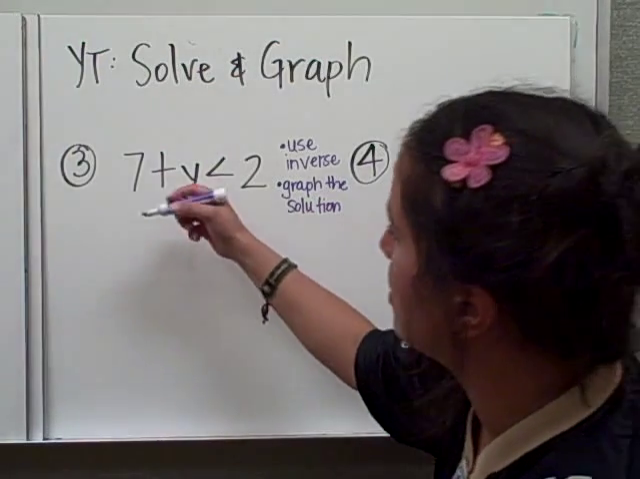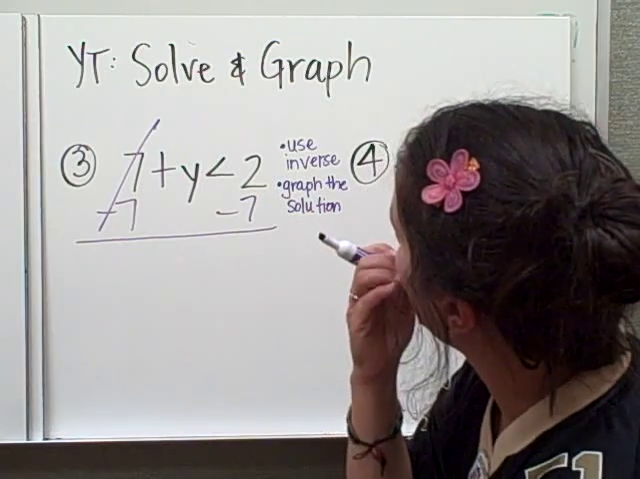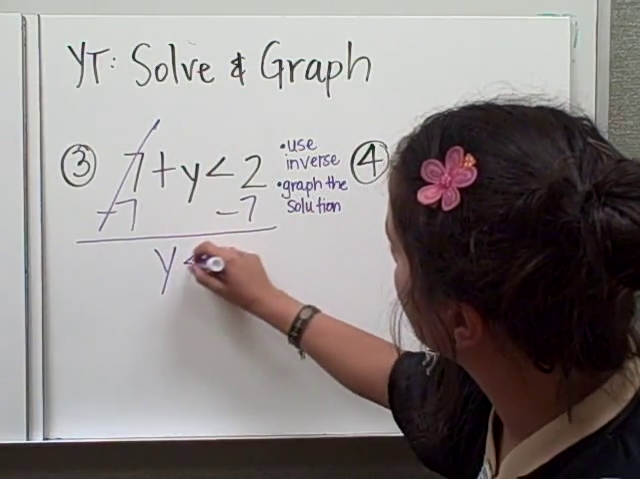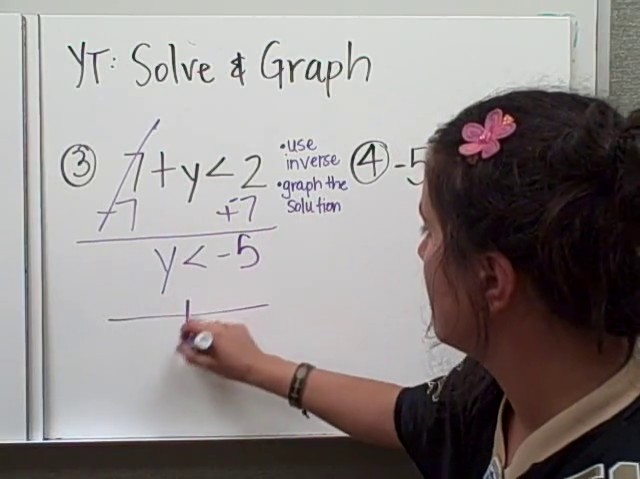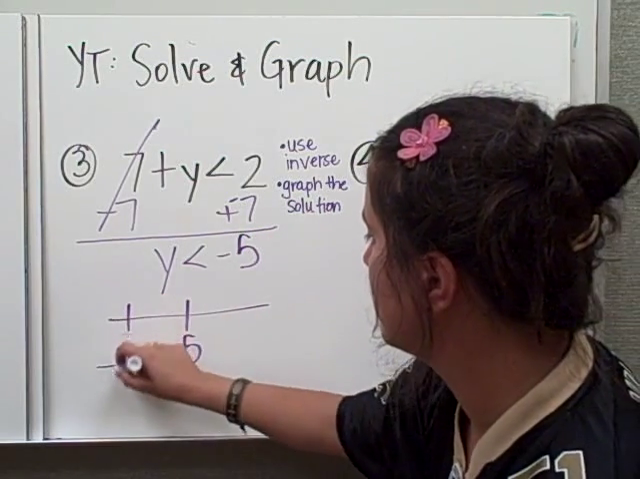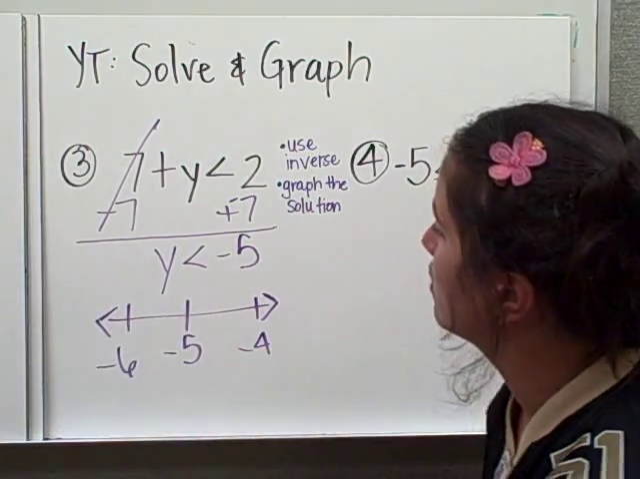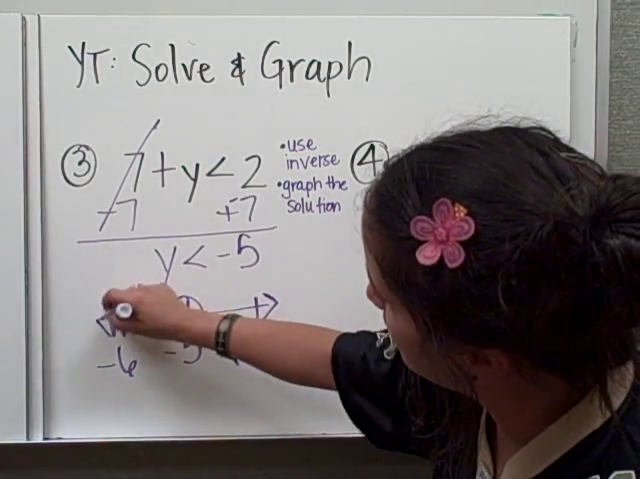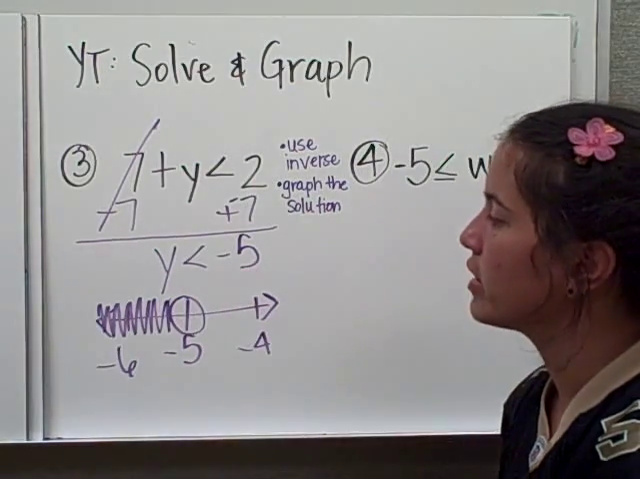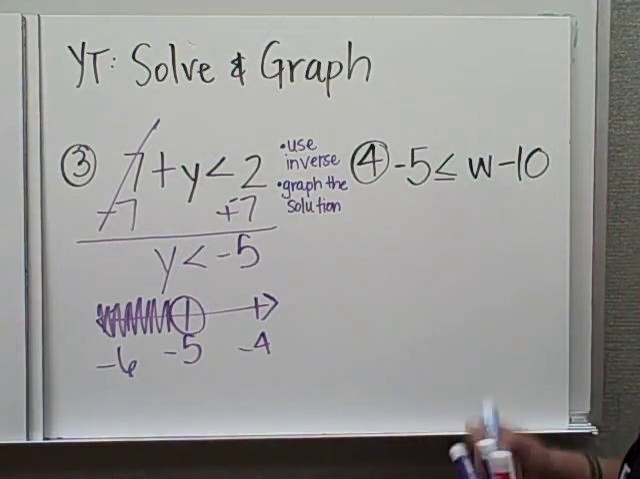So this is an addition equation. I'm going to subtract to undo it. And I'm left with y is less than negative 5. Negative 5 goes in the middle. That's going to be an open circle shaded to the left because the variable is next to the point. There's number 3.